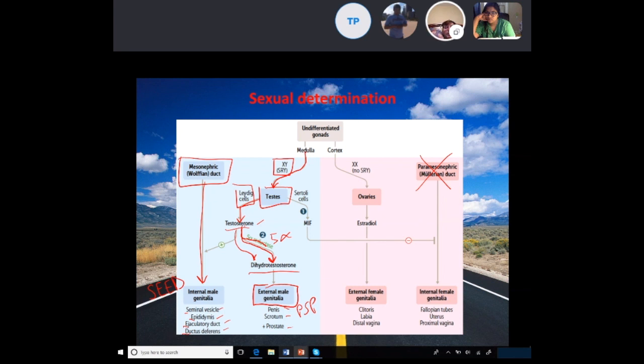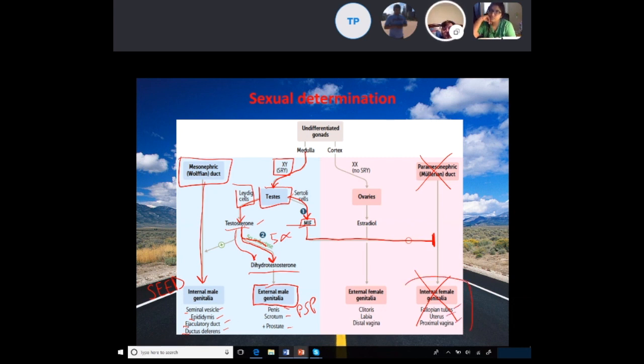So the other job of the testes, on top of making the internal and external male sexual organs, is that we've got the Sertoli cells within the testes, which make Mullerian inhibitory factor. This guy is super key because since females are the default, we need something to stop the paramesonephric ducts from continuing. And that's what Mullerian inhibitory factor does. It stops the creation of the fallopian tubes, uterus, and proximal vagina.